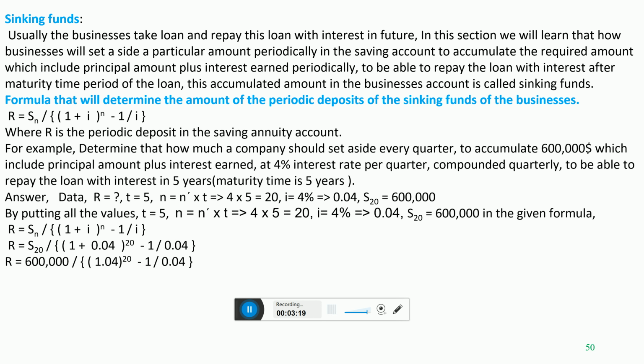This is the question in front of businesses: how much the company should periodically deposit to accumulate the required amount, which includes the principal amount plus interest as well.